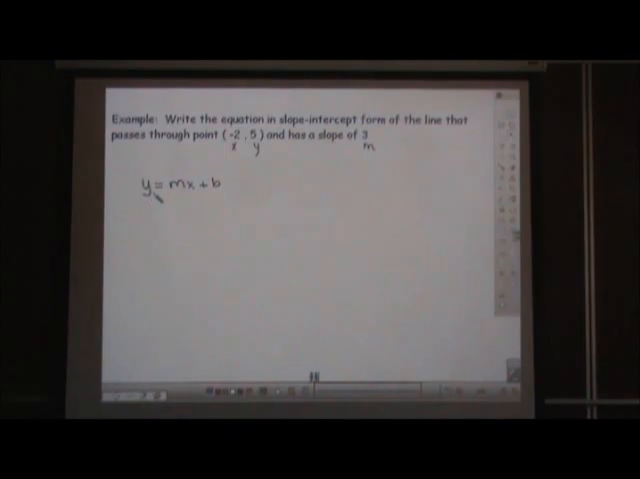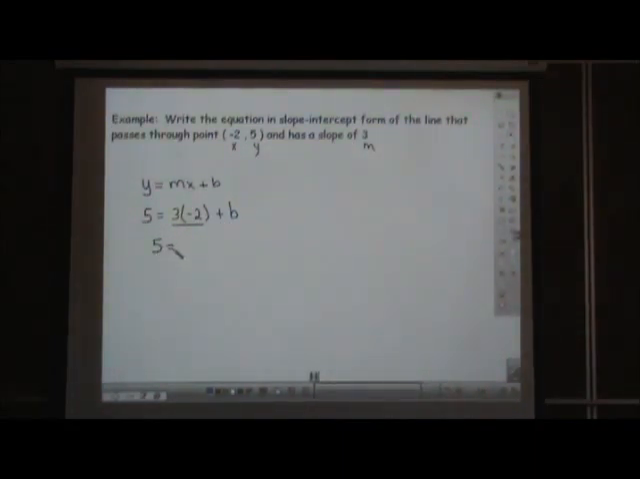Let's fill in the y. The y we get from the ordered pair, which is 5. The m we get out here where it says the slope is 3. And the x we also get from the ordered pair, which this time is negative 2. And then there's a plus b. We multiply the two that are side by side.